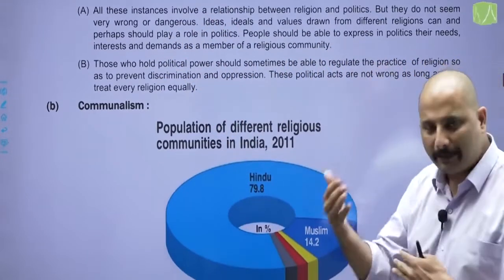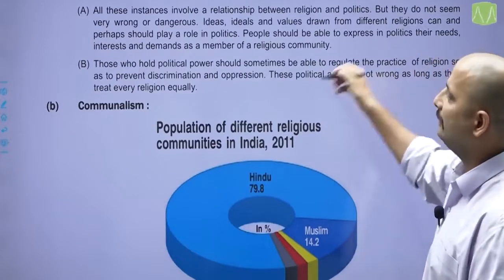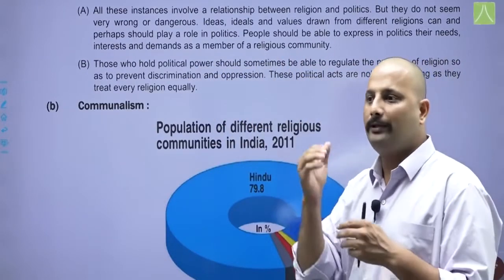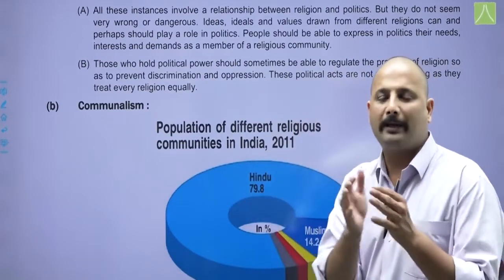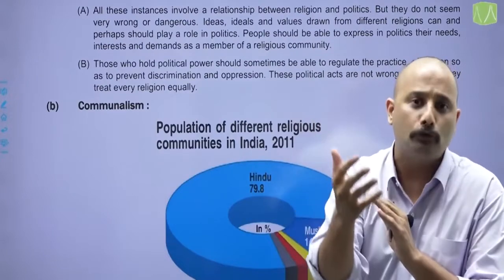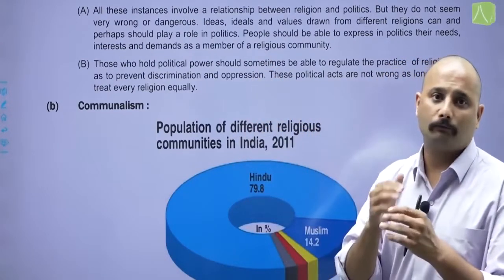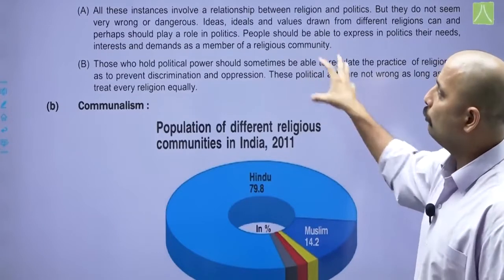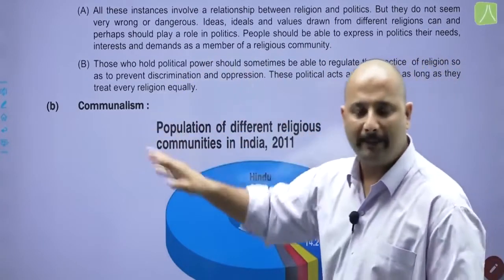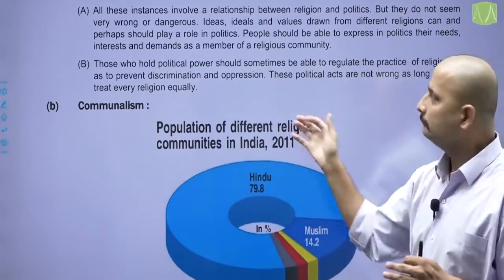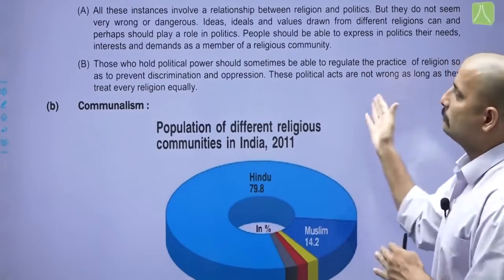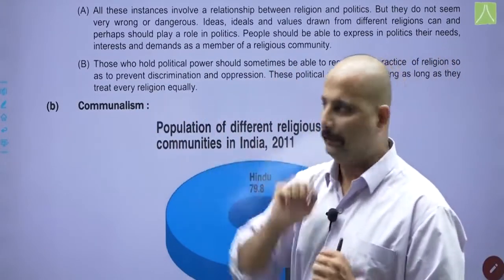People should be able to express what they feel in politics, their needs, interests and demands as a member of a religious community. But when these demands become hardlined, that is, exclusive in terms, then that should be taken care of. Those who hold political power should sometimes be able to regulate the practice of religion so as to prevent discrimination and oppression on any particular religious group. These political acts are not wrong as long as they treat every religion equally.